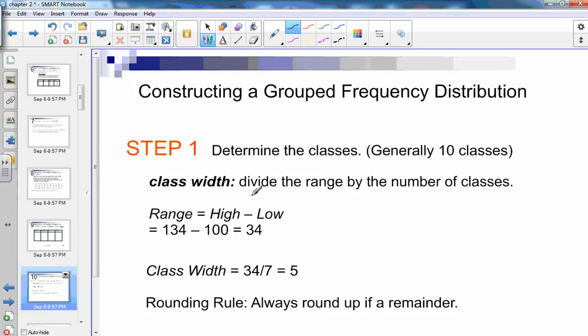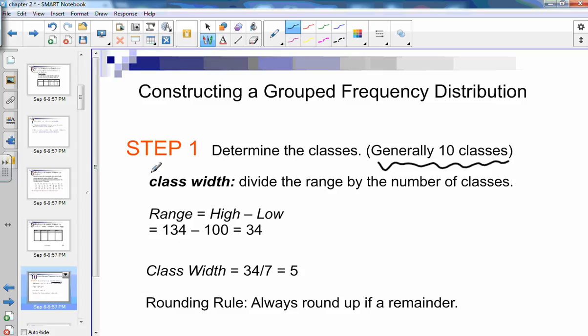So your very first step is to determine the classes. Generally, you have 10 classes. Now, you can have as many as you want. It's pretty much always going to be between 5 and 20 classes, but it all depends on the amount of data. Usually 10 classes works out pretty well, but if you have a smaller amount of data, then usually you want to do a fewer number of categories. So I would say 7, 8, 9, 10, 11, somewhere in there. Usually if you stick with 10, it's a pretty safe bet.